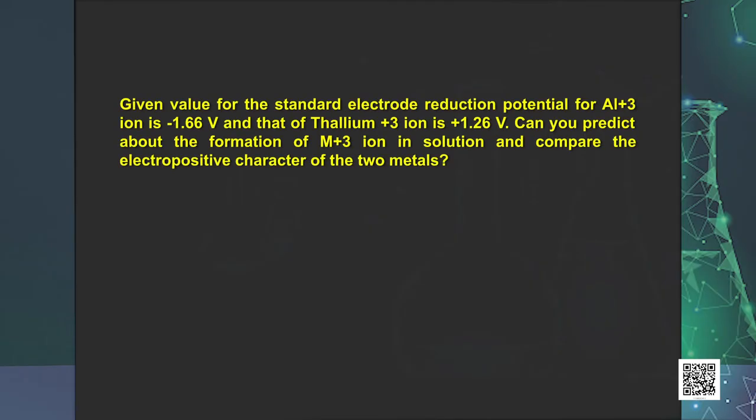Now, let us solve a problem together. The given value for the standard electrode reduction potential for aluminium plus 3 ion is minus 1.66 volts and that of thallium plus 3 ion is plus 1.26 volt. Can you predict the formation of M plus 3 ion in solution and compare the electropositive character of the two metals? Well, of course yes, but let me just help you.